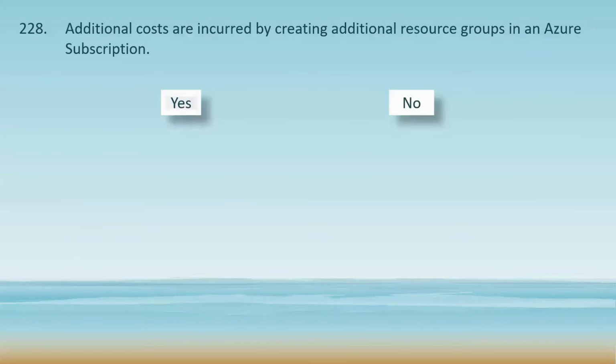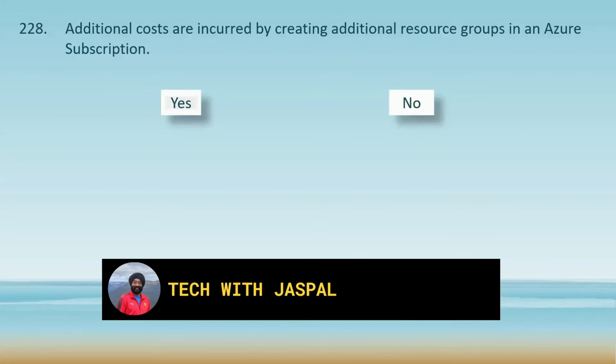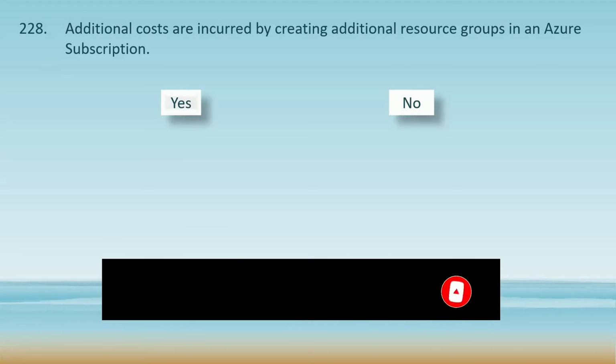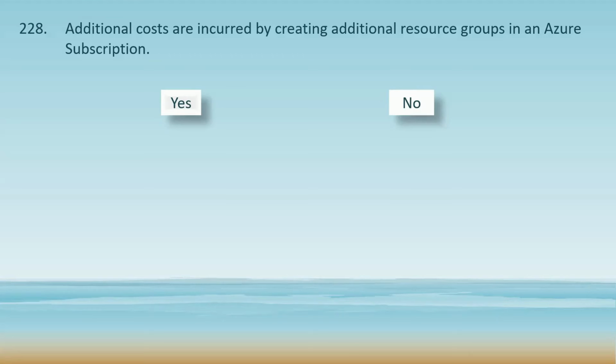Next question. Additional costs are incurred by creating additional resource groups in an Azure subscription. You have two options whether this statement is right or wrong. So choose yes or no. Creating additional resource group in an Azure subscription does not incur any additional costs. That's why this statement is incorrect.